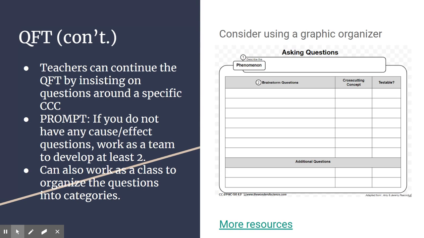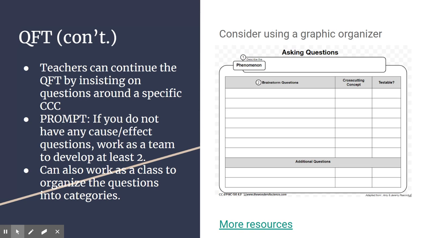Another way you could continue on with this is to ask students as a class to organize the questions into categories. As students give their testable question, you could write it down on a Post-it and put it in a category on a driving question board. And then you have this driving board that's going to run where students' minds are going throughout this lesson.